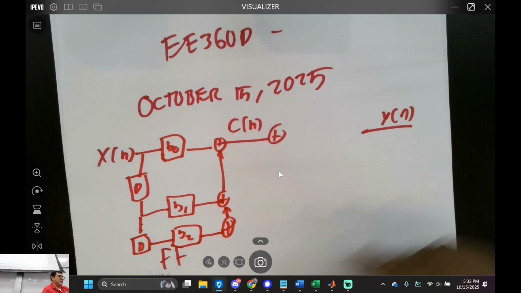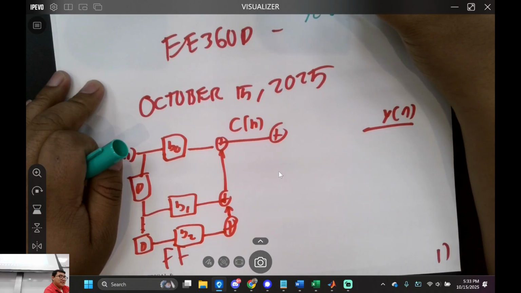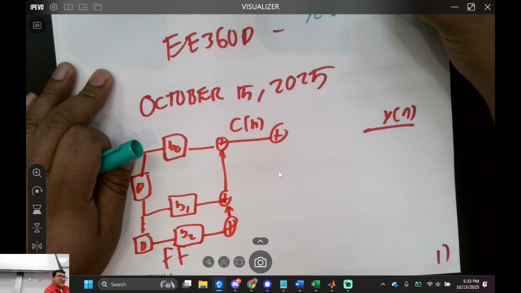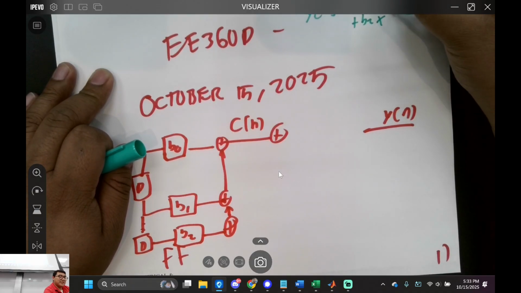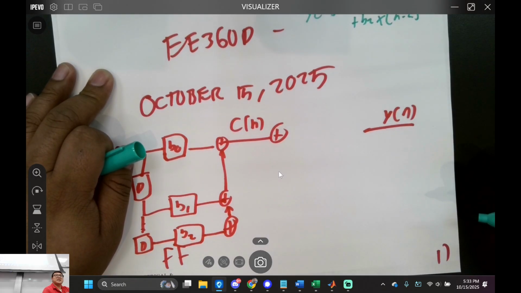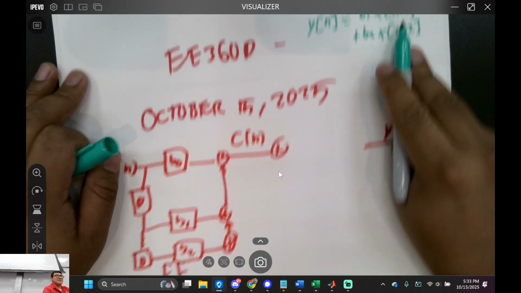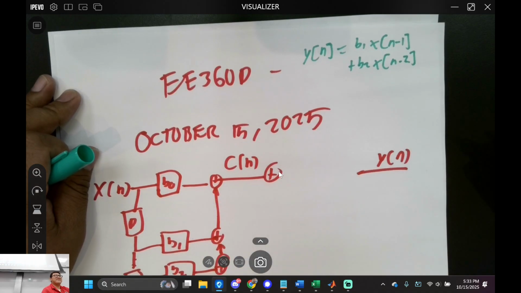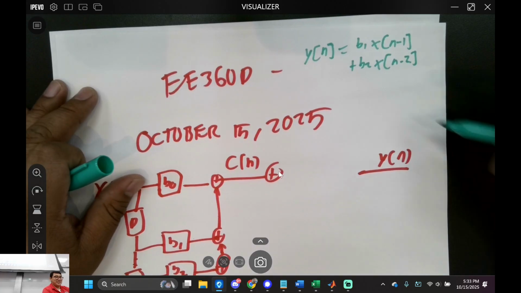Let's just say you were given a problem where y of n is equal to b1 x of n minus 1, plus b2 x of n minus 2, correct? So what does this mean about our inputs? We have 2 delayed inputs, correct? Does that make sense? How do we get that delay through this delay block? What's b0? There's no b0 in here, right? It's 0. So let's just say, I'm going to do this.